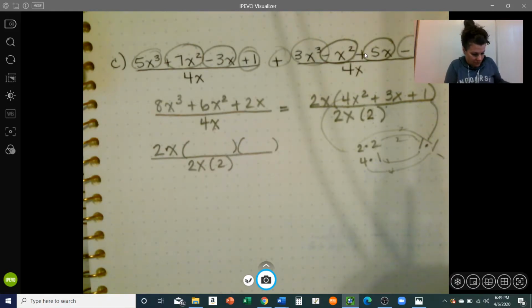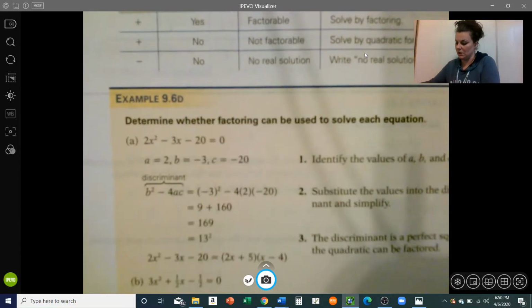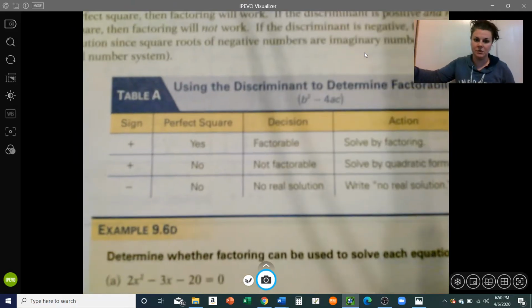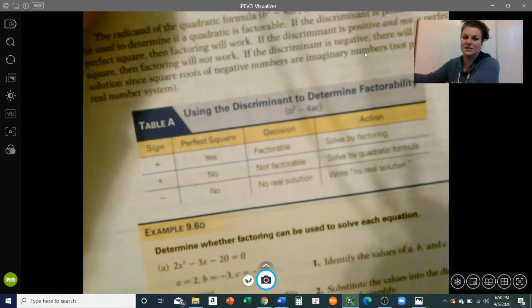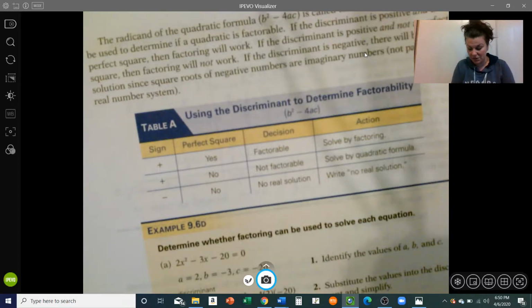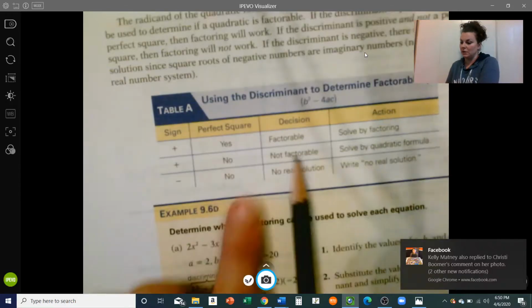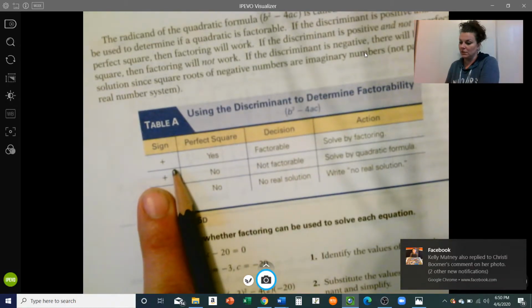I have to go back to chapter 9. In chapter 9, on page 328, there's this test for seeing if we can factor a quadratic. So in order to do that, you check this.